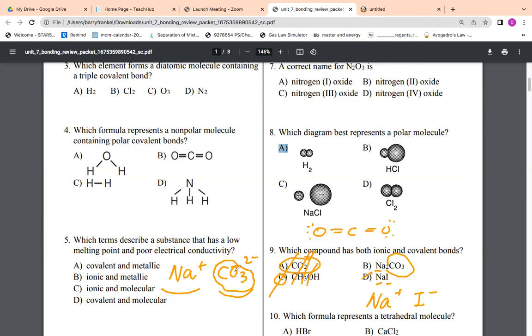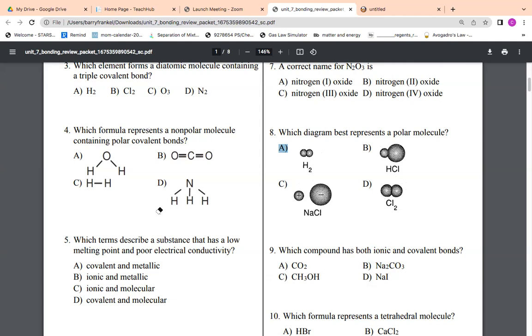But the way that these 2 elements are being bonded, the carbon and the oxygens, they're being bonded together through covalent bonds. They're all sharing their electrons with each other. So between sodium and carbonate, this whole cluster, that is ionic. But in this polyatomic ion, polyatomic ions are held together through covalent bonds. So we would want to go with choice B. Alrighty.